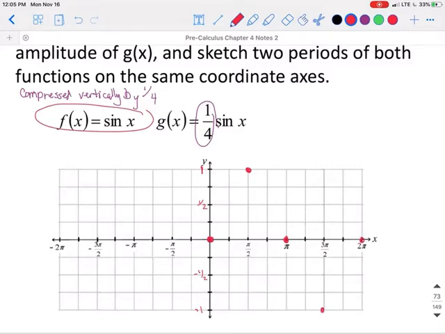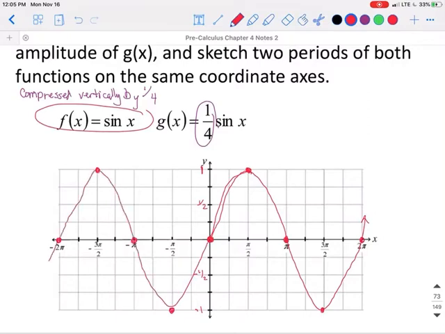So since we're at the middle, if we go pi over 2 to the left, we should be at a low point. Pi over 2 more to the left, we're back to the middle. Pi over 2 more, we're at the high. And pi over 2 more, we are back at the middle. Now once you have those points, you just draw in your curve. And that one is just the f of x function.